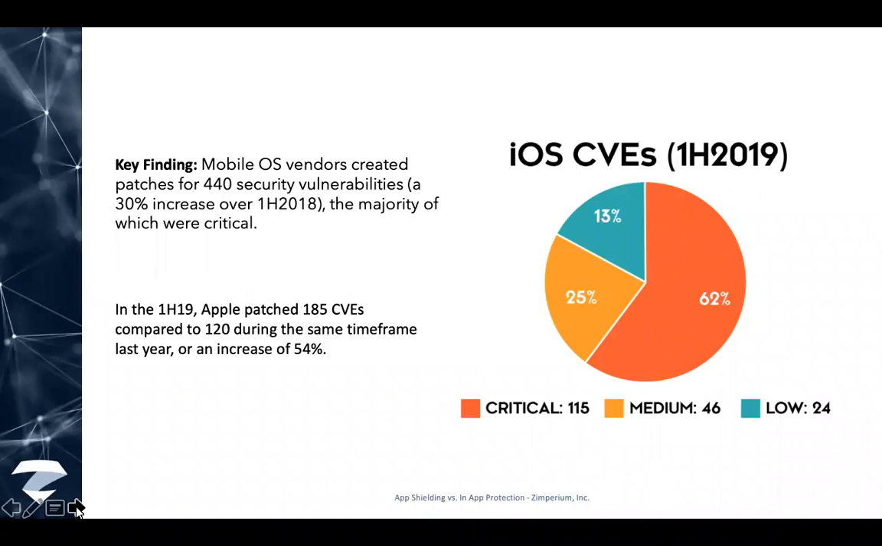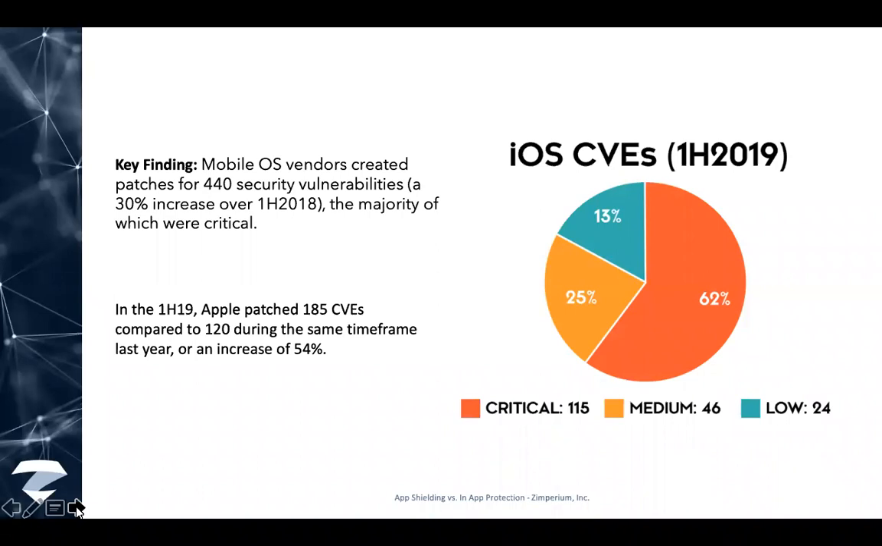So we've done some research earlier this year. We took a look at all the CVEs that get patched in iOS and Android, and basically these are fixing bugs, right? So you can go look up the CVE data, you can look at the CVSS scores, to see how severe these are.